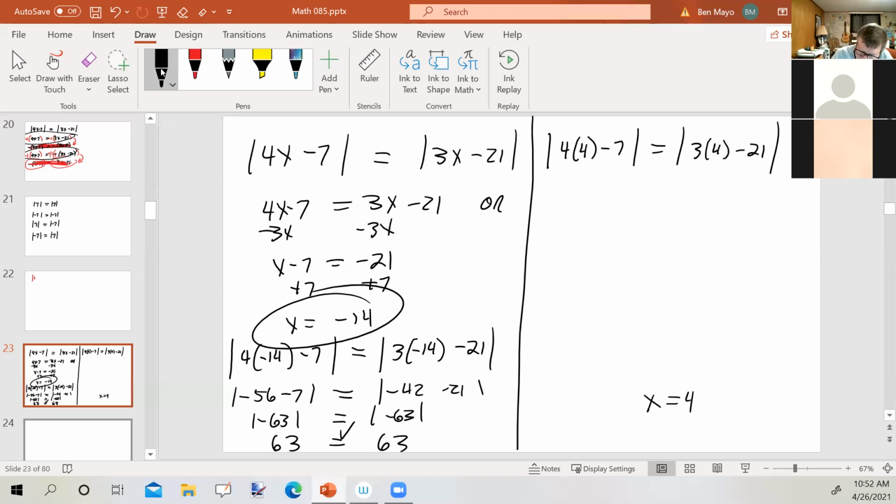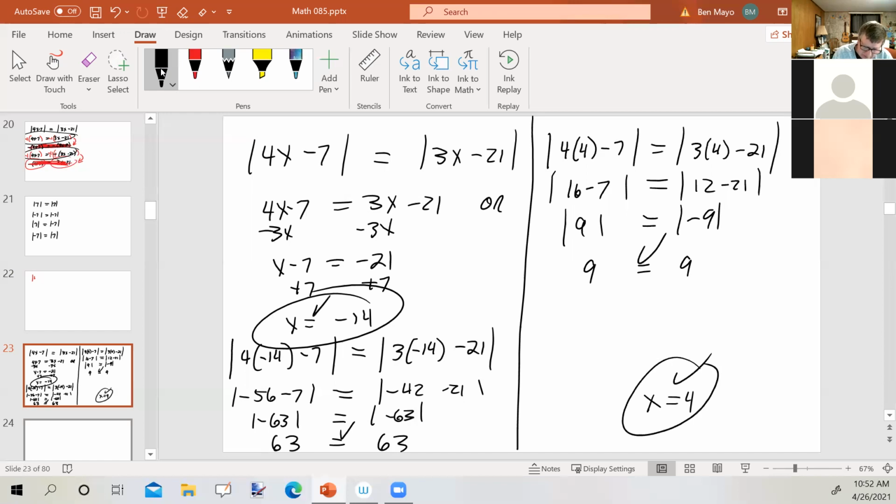On the left side of the equation, 4 times 4 is 16. 16 minus 7 is 9. The absolute value of 9 is 9. On the right side of the equation, 3 times 4 is 12. 12 minus 21 is negative 9. The absolute value of negative 9 is 9. And again, both solutions check, but you always want to check your answers to make sure they're going to work. Any questions about this example?